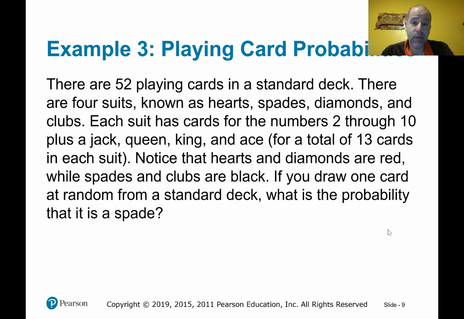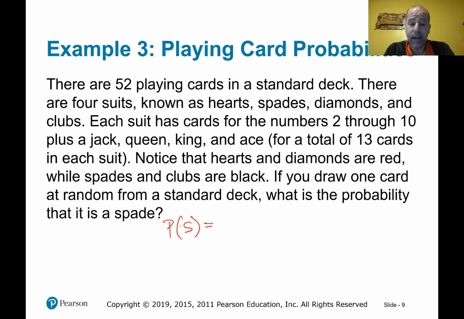a spade? So let's use the theoretical definition of probability, assuming that each card is equally likely to be picked. That assumption is reasonable, because we're choosing at random. Let's use the theoretical definition. So, probability of what? That it's a spade, right? So we'll use S.